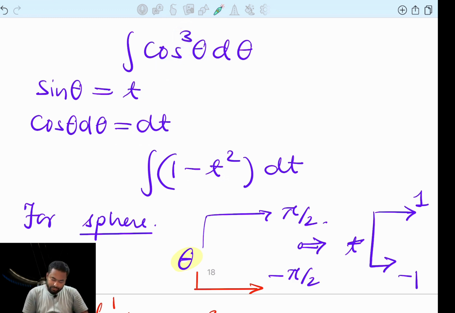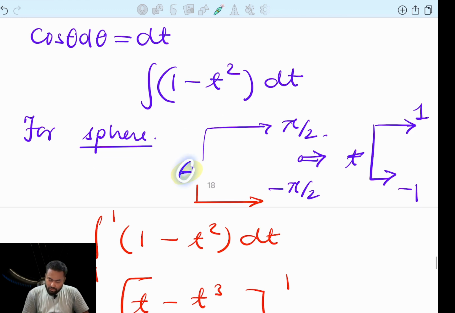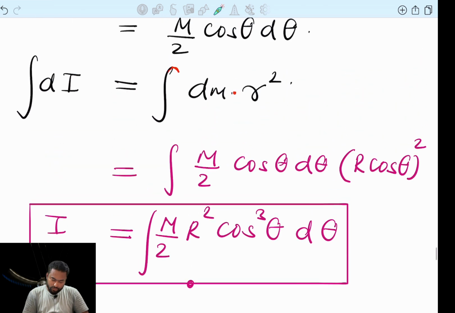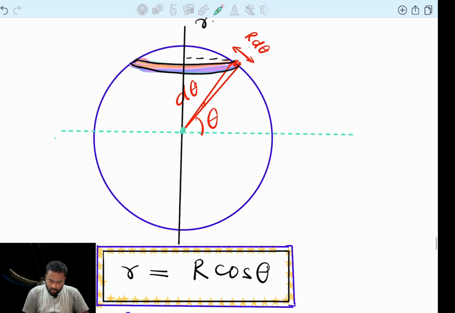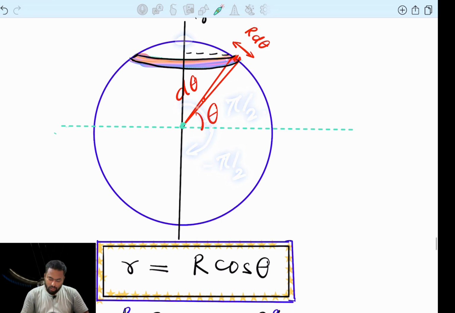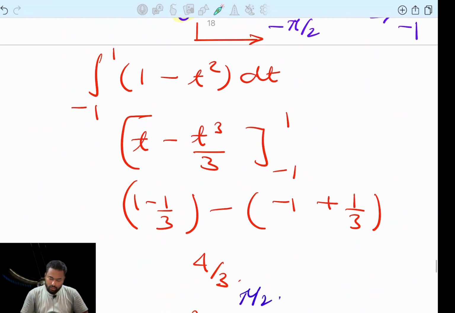Now for the sphere, theta would vary from minus pi by 2 to plus pi by 2. See this? The ring would start from here, so theta would come here, minus pi by 2. The maximum ring would go at the top, so theta is plus pi by 2. So from minus pi by 2 to plus pi by 2, that is the variation of angle. So that we can easily use as a limit.